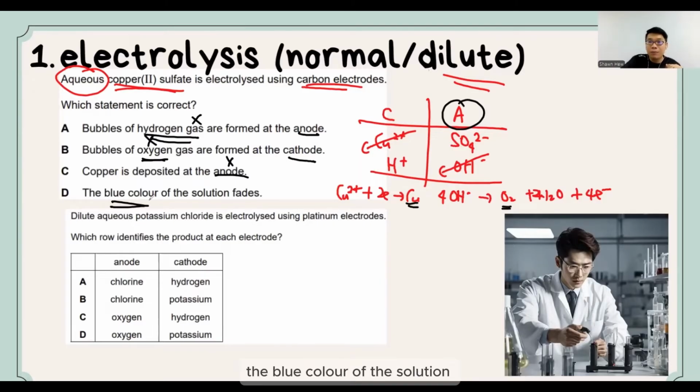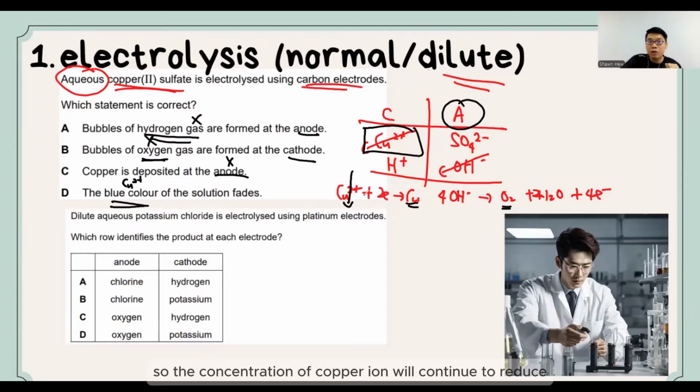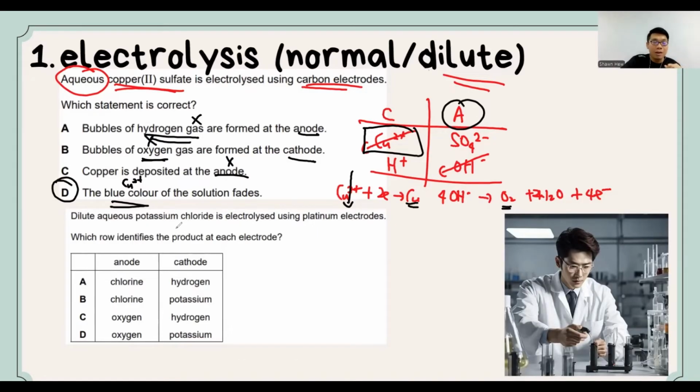The blue color of the solution is because of the copper ion. In the periodic table chapter, we learned transition elements have colored ions. Copper 2 plus ion has a blue color. If you forgot this part, you can refer back to the periodic table video at the link above. So, the blue color of the solution fades. As we know, copper ion is used to form copper metal. So the concentration of copper ion will continue to reduce. That's why the color will fade and at last become a colorless solution. So the answer is D. Next question.